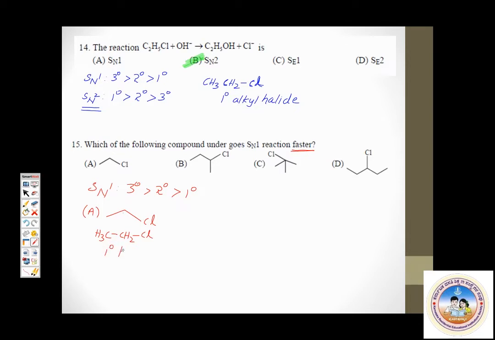Now let's check B, option B. It's written something like this, Cl with a bond here. Now let us expand it. CH3, CH2, CH. Now to CH you have Cl attached and then CH3. Okay. Now see here, the carbon atom to which chlorine is attached has only 1 hydrogen atom attached to it. So this becomes a secondary alkyl halide.